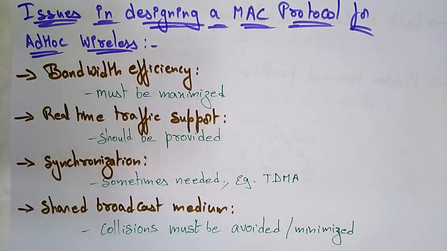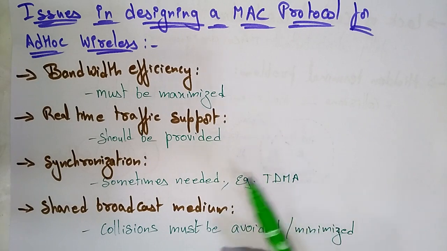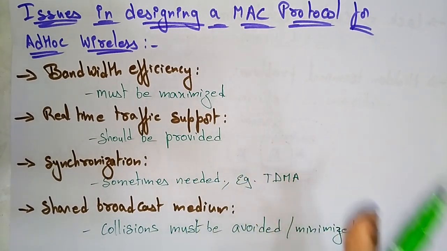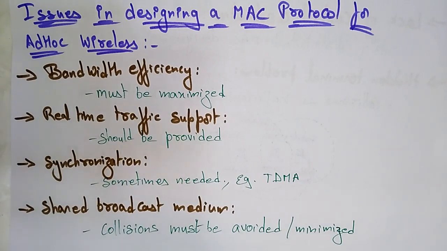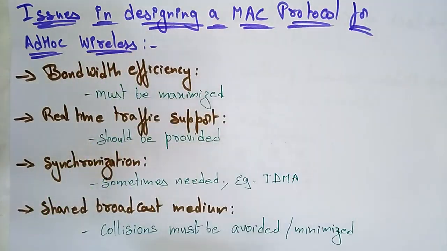Hi students, now coming to the issues in designing a MAC protocol for ad hoc wireless. The main aim of the MAC is providing media access control. The aim is to provide fair access to the shared broadcast radio channels. Whatever information we want to send, the MAC protocol helps to send the data fairly over the shared broadcast. So now let's see what the issues are in designing this MAC protocol for wireless ad hoc networks.